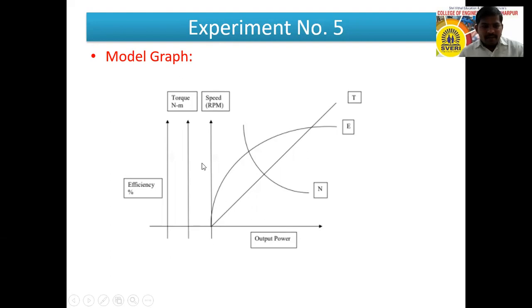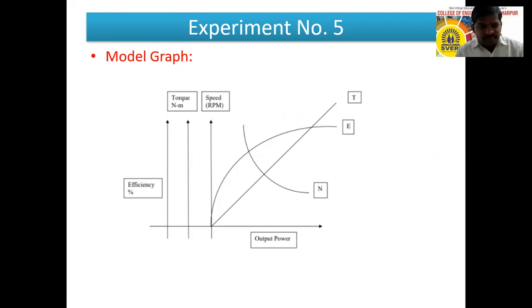Okay, see, torque versus output power shows a linear proportion. That means as the torque increases, the output power of the DC series motor increases. Or if output power increases, the torque of the machine increases. It shows a linear relationship and the curve starts from the origin, or zero position. See, this line shows the torque versus output power characteristics.